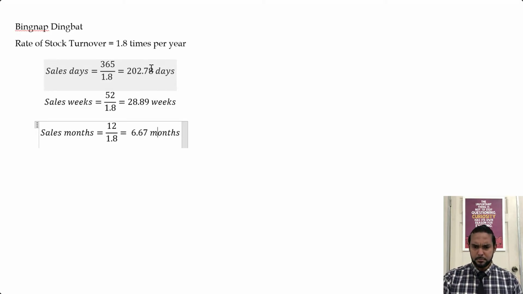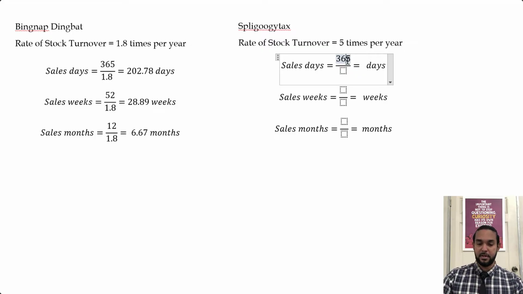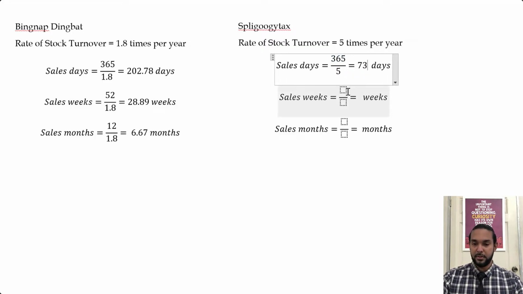Right, so I want to give you guys a couple of minutes to do Split Tax. So the rate of stock turn is here. So I want you guys to do the parallel calculations, right? You can use the same formulas from the left-hand side. Pause, try it out, and unpause, that's correct. Okay, let's take a look. So we'll do 365 over 5, which I believe is 73. Right, and then we will do 52 weeks in a year divided by 5, which is 10.4.